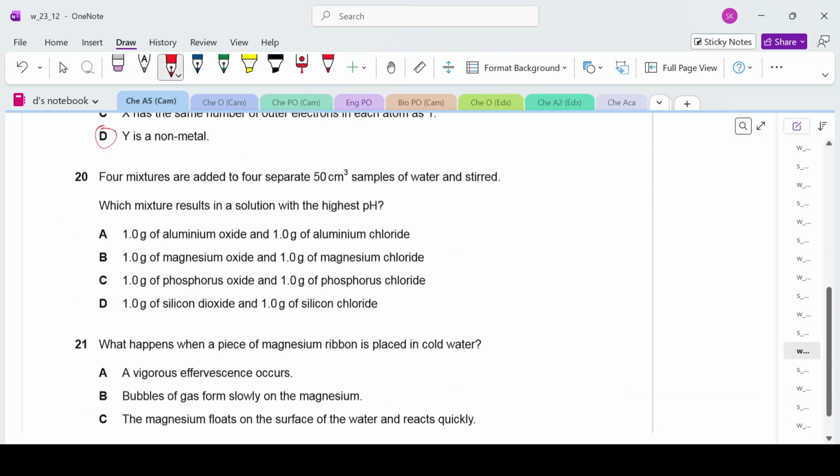20. 4 mixtures are added to 4 separate 50 cm cube samples of water and stirred. Which one will yield the highest pH? 1 gram of aluminum oxide, not soluble. 1 gram of aluminum chloride. It is soluble, but that's going to produce HCl, so pH will decrease. 1 gram of magnesium oxide, yes, soluble. 1 gram of magnesium chloride. Magnesium hydroxide will be alkaline, so the answer could be this. Phosphorus oxide is out. Silicon chloride, silicon dioxide is not soluble, okay, easy.